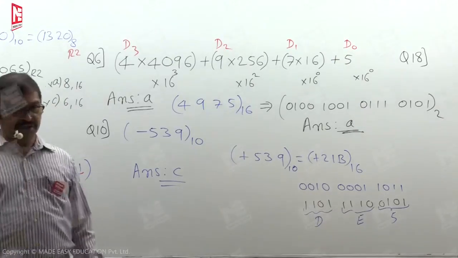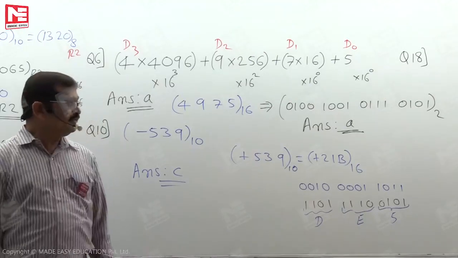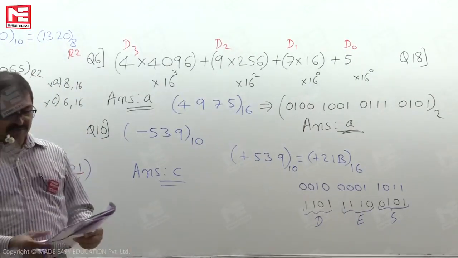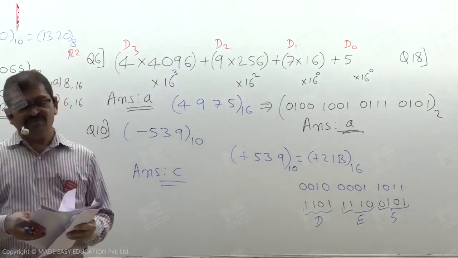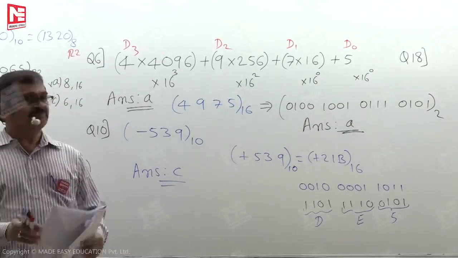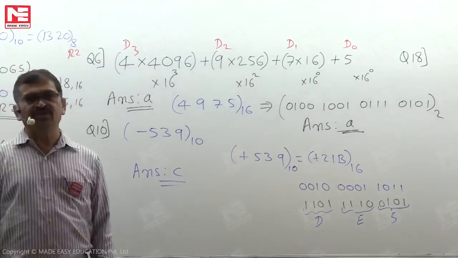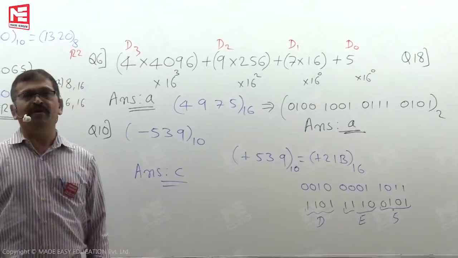Come to question number 18. Question number 18 is a good question. I will read the question as it is first. The question is talking about a 4-bit number x3, x2, x1, x0. It is in the 2's complement form.